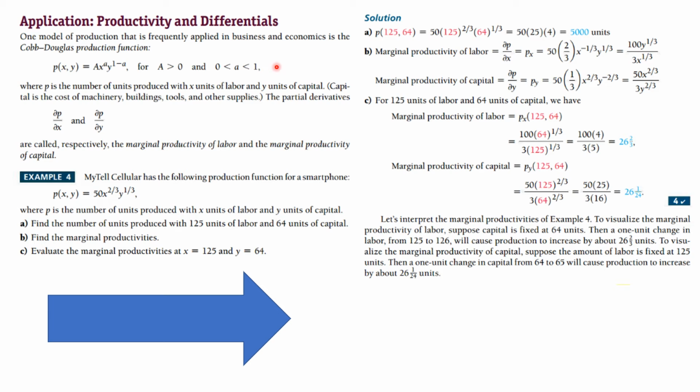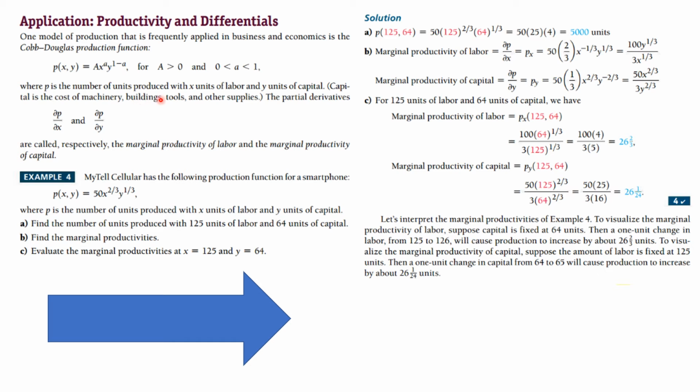One model of production that's frequently applied in business and in economics is called the Cobb-Douglas production function. And it's like this. The production that is possible at values x and y is equal to A times x to the a. This was a capital A, that's a lowercase a, and this is y to the 1 minus a, and a is a number between 0 and 1, and capital A is some number greater than 0.